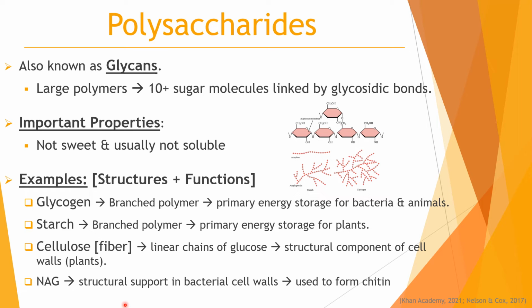And then finally, we have NAG. It's a structural support for bacterial cell walls as well, but it can also be used to form something called chitin, which can be found in insect exoskeletons, as well as other various functions.